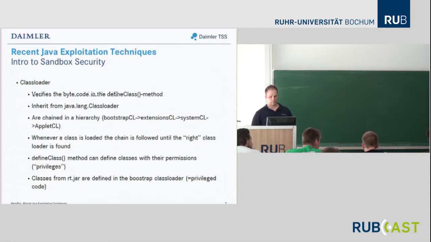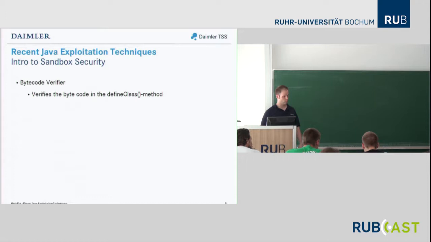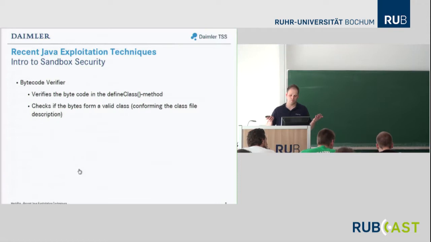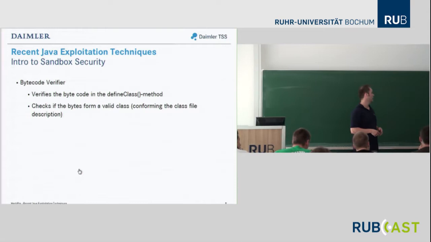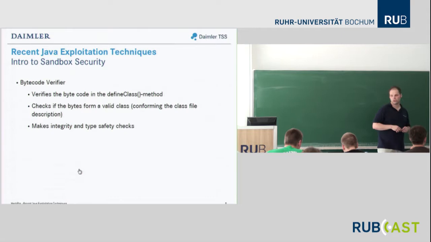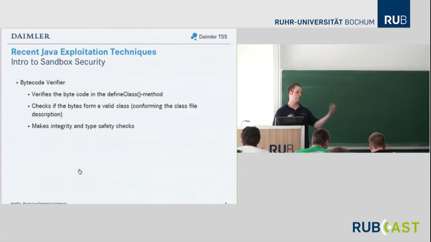Bytecode verifier. The bytecode verifier verifies the bytecode, makes type integrity checks, and so on. It checks for valid classes, because what is bytecode? If you load a class from the file system, you have only bytecode, the bytes are passed, and then checked if it is a valid class. There's also a public class file format, you can download it from Sun or Oracle, that describes how a class looks, so the byte structure. And the bytecode verifier makes the integrity checks. For example, if you want to cast an object to another object, and this would be a dangerous operation, the bytecode verifier would also find this, hopefully, through static analysis.